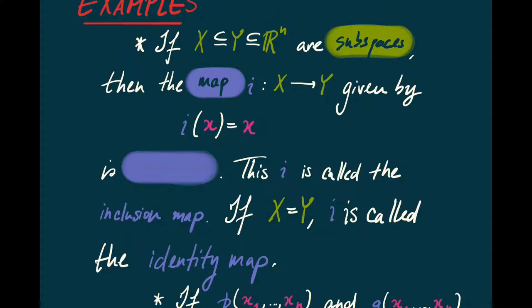And in all cases, this is continuous, no matter what kind of subspaces X and Y are. This continuous map I is called the inclusion map. In the particular case where X simply equals Y, we even call it the identity map.